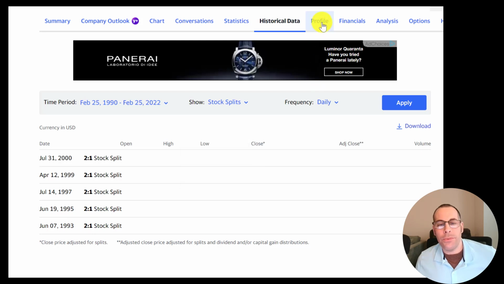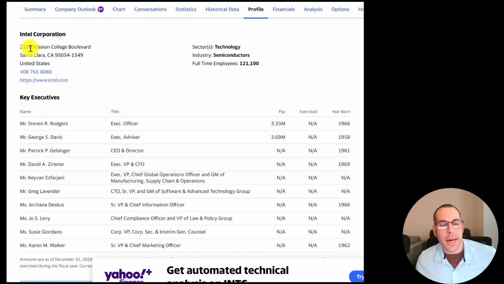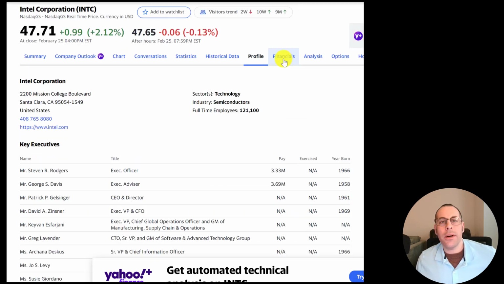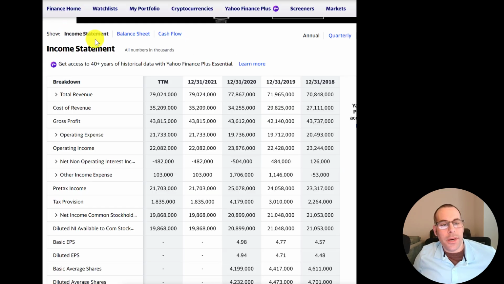If you click on the profile link, you can see the company's address, phone number, website, the sector, the industry, how many employees, and also some information about the executives. If you click on financials, you could look at their income statement, balance sheet, and statement of cash flows. You could look at it annually or quarterly.